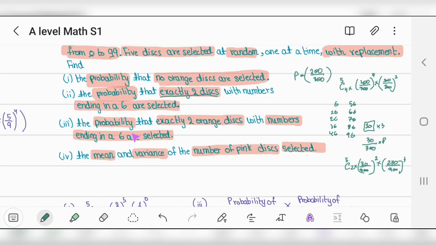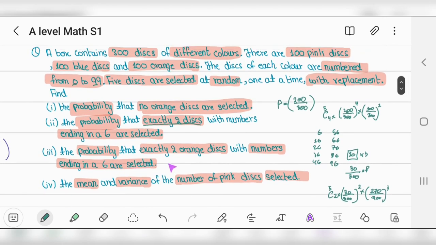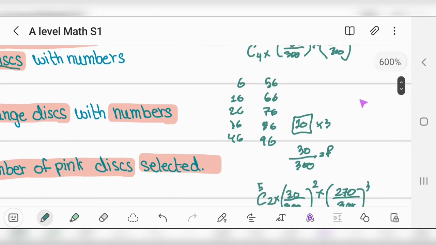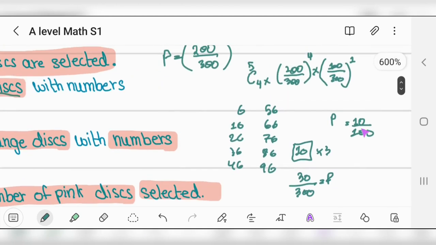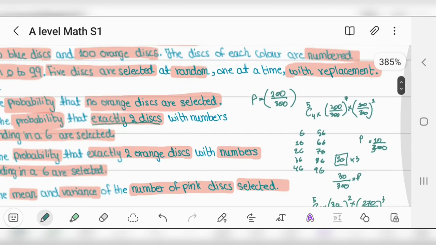Part 3 is the probability that exactly two orange disks with numbers ending in a 6 are selected. Okay, so 5 disks are selected and exactly two orange disks with numbers ending in a 6 are selected. So it's going to be 10 upon 300, since we are choosing the orange disks which have a number ending in 6 out of 300.